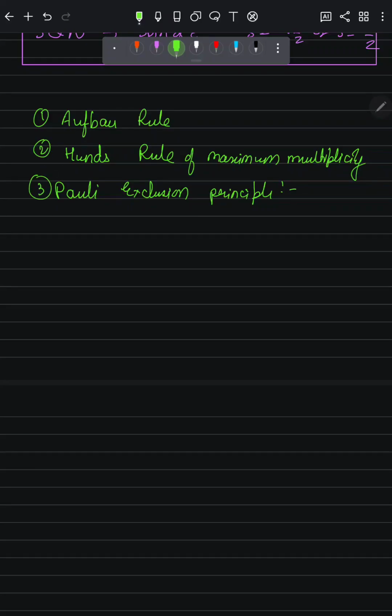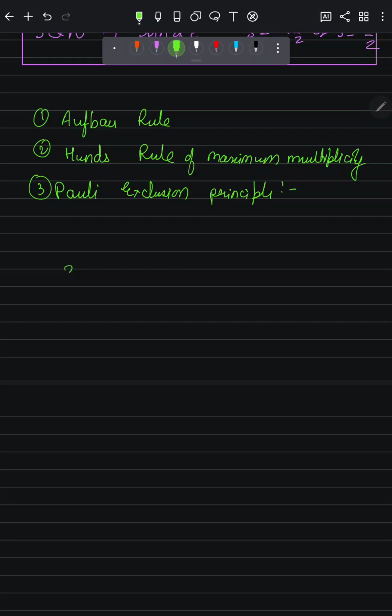So these are the 3 rules. First, the Aufbau rule, according to which the low energy subshell will be filled first. The order can be determined with a formula, the n plus l rule. The lower the value of n plus l, the lower the energy, and that subshell fills first.